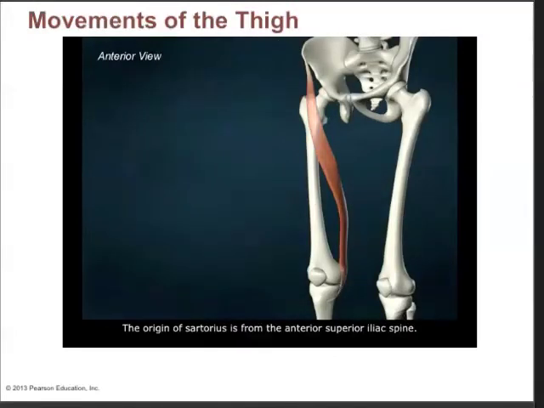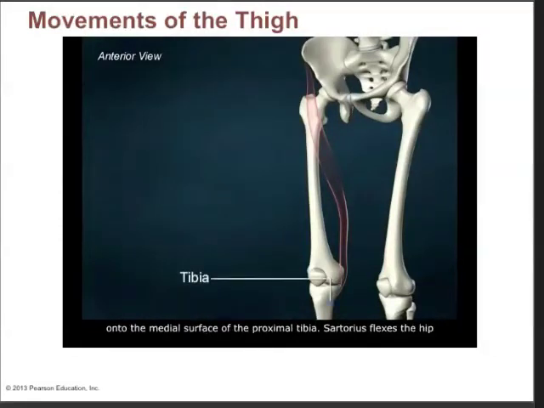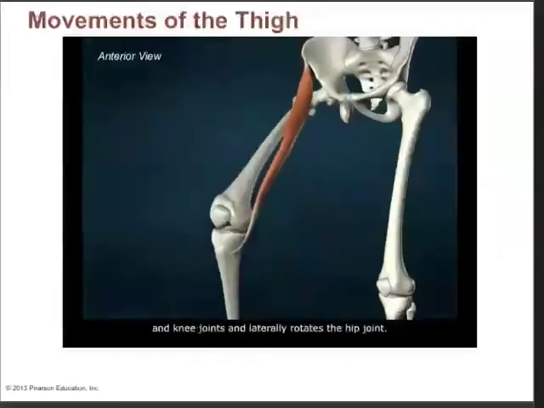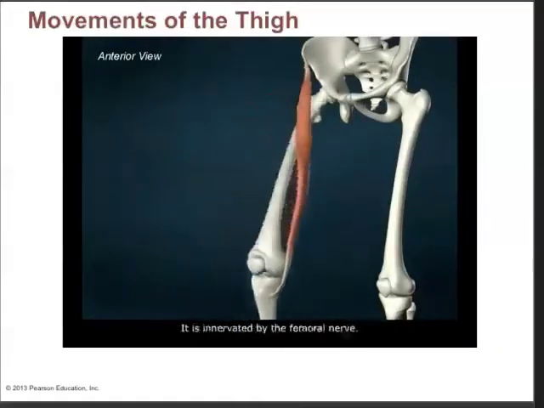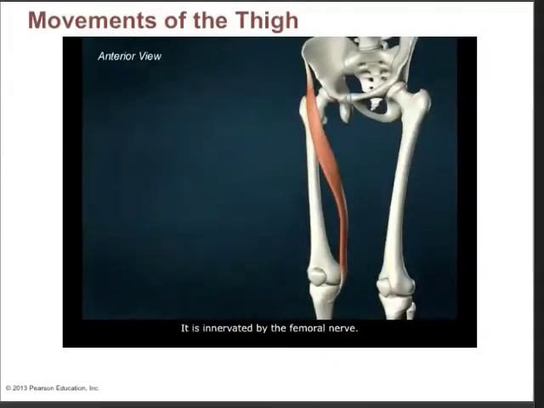The origin of sartorius is from the anterior superior iliac spine. The fibers run inferiorly and medially to cross the knee joint and insert onto the medial surface of the proximal tibia. Sartorius flexes the hip and knee joints and laterally rotates the hip joint. It is innervated by the femoral nerve.